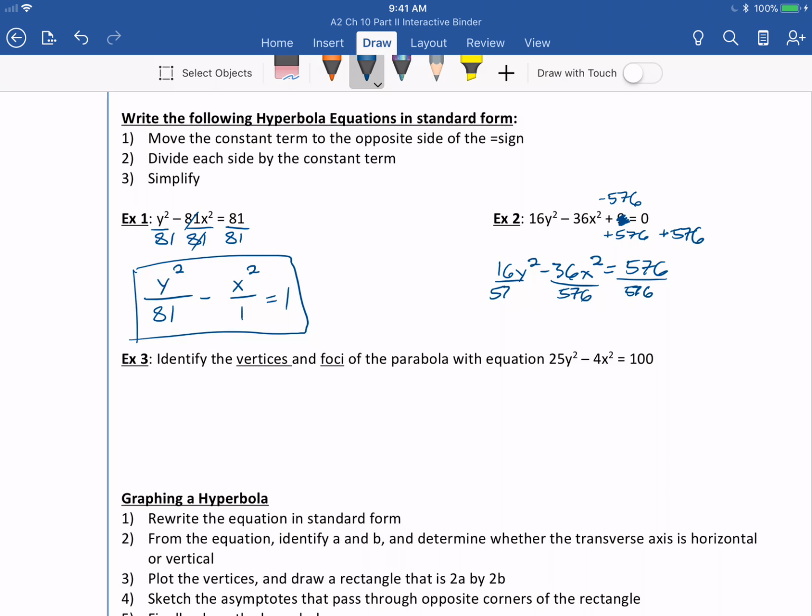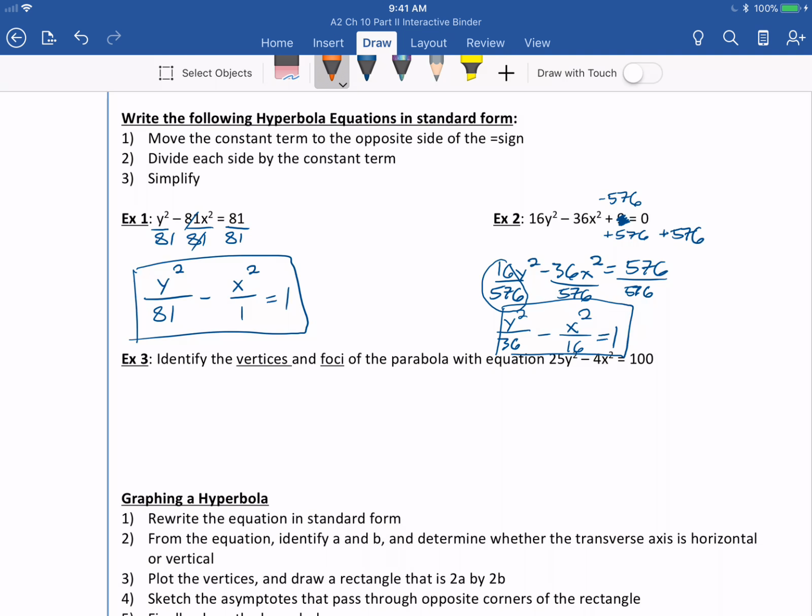And the way that this works, and the way that is pretty nice, is that these guys actually multiplied together make that 576. So that's usually how that works. So now I have y squared over 36, because 16 over 576 turns into 1 over 36, minus x squared over 16 is equal to 1. And that is my standard form equation. Awesome.